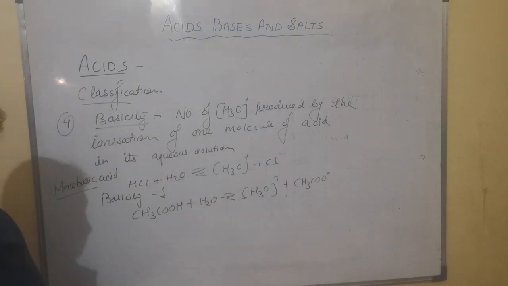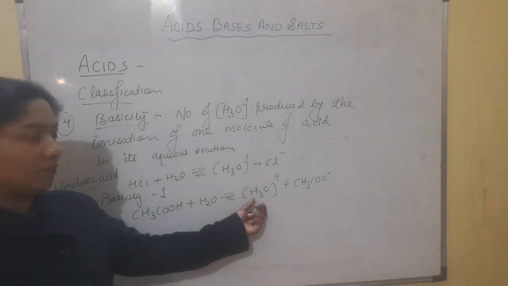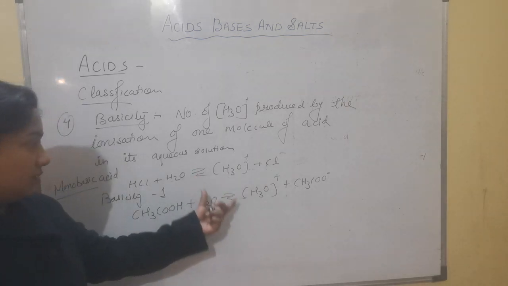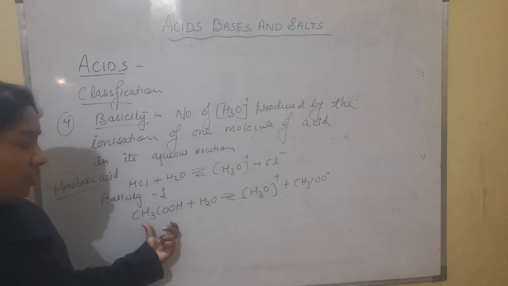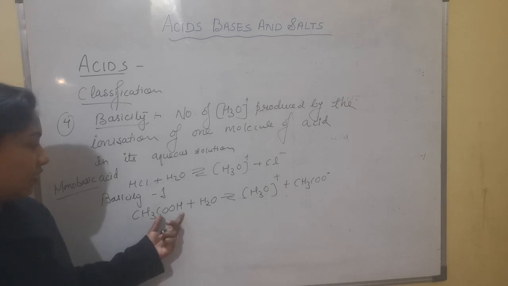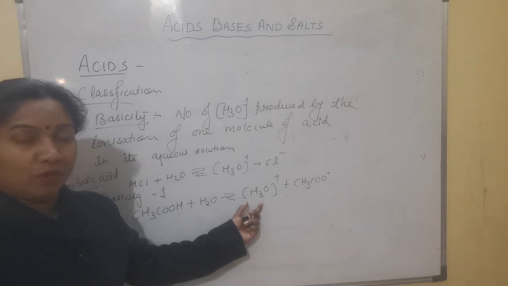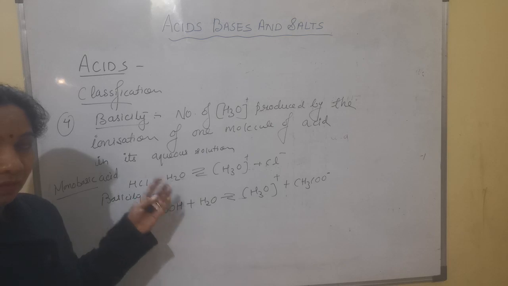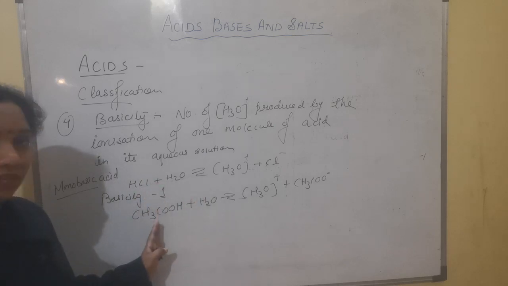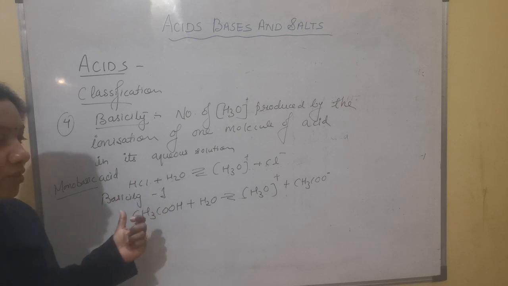So here also you can see that acetic acid, one molecule, after ionization gives one molecule of hydronium ion. That means the formation of hydronium ion is not dependent upon the number of hydrogen atoms in the acid. Acetic acid contains 4 hydrogen atoms, but it is producing only one molecule of hydronium ion, meaning its basicity is 1. So basicity is not dependent upon the number of hydrogen atoms. It depends upon the number of ionizable hydrogen atoms.